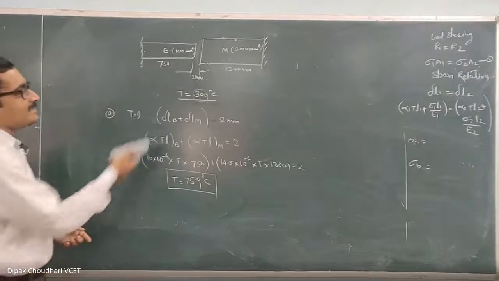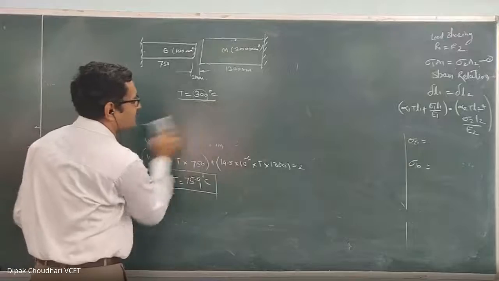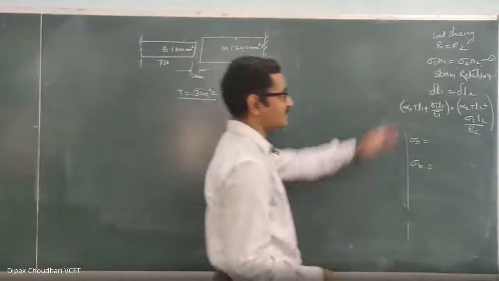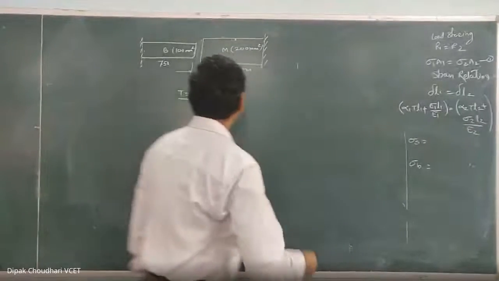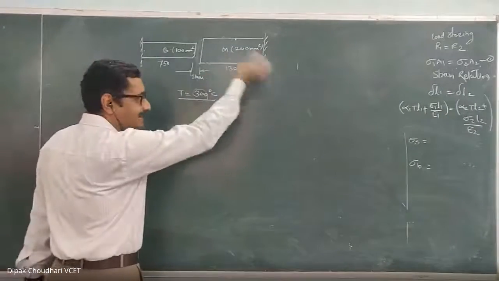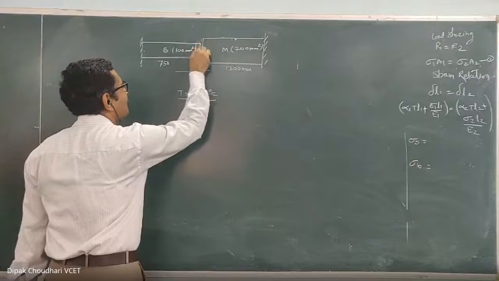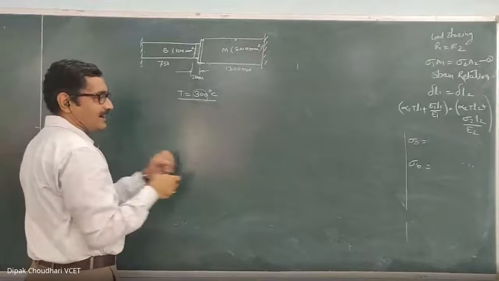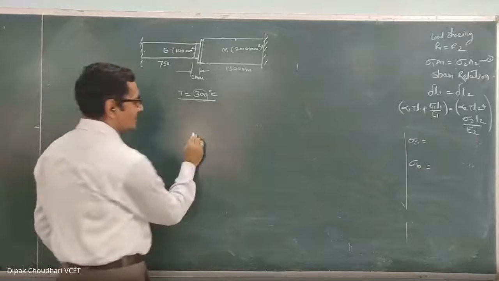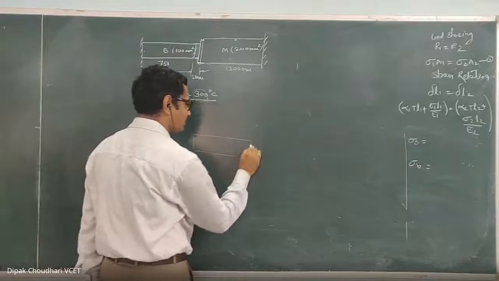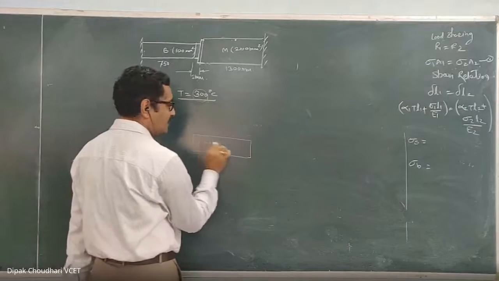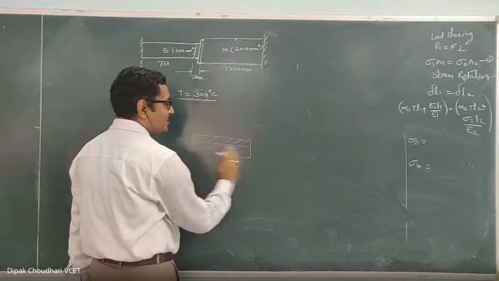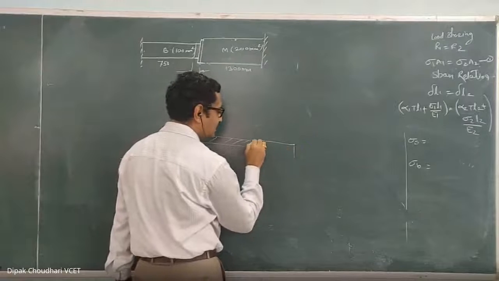Now in second part, if the change in temperature is 300 degrees Celsius, what will be the thermal stresses? Now same concept you have to apply. Now we know that at this 300 degrees Celsius, both the material will come in contact with each other, and they will exert the reactive forces on each other. Now here the concept is different than previous one. In previous one, the materials are connected in parallel. Now here the materials are connected in series.